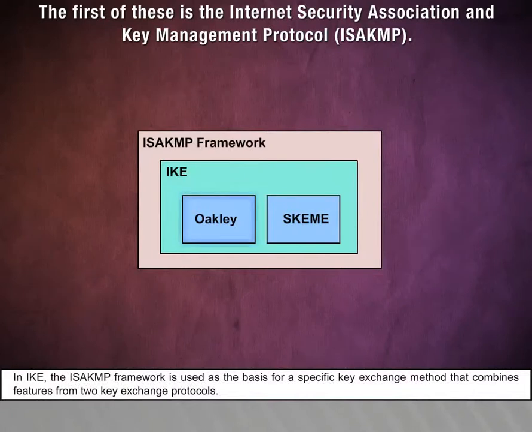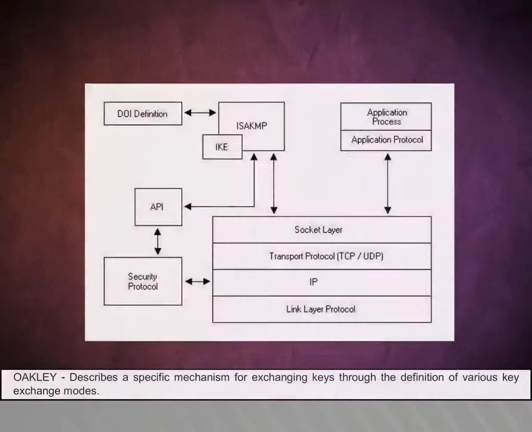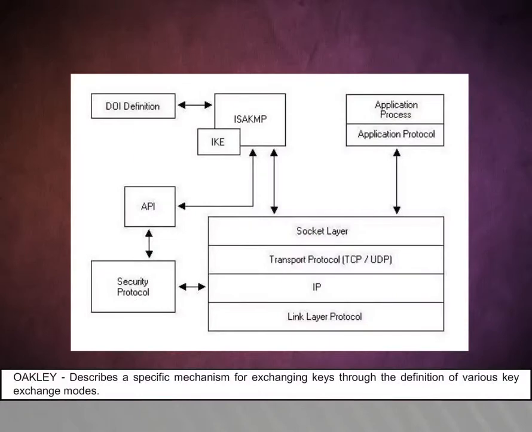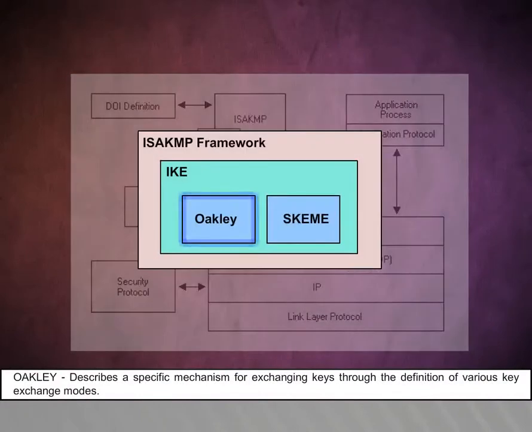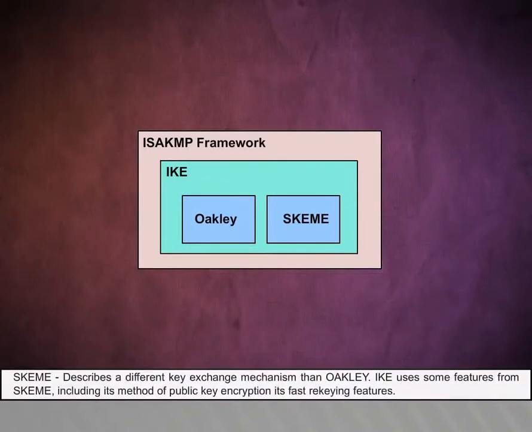In IKE, the ISAKMP framework is used as the basis for a specific key exchange method that combines features from two key exchange protocols. OAKLEY describes a specific mechanism for exchanging keys through the definition of various key exchange modes. SKEME describes a different key exchange mechanism than OAKLEY. IKE uses some features from SKEME, including its method of public key encryption and its fast rekeying features.